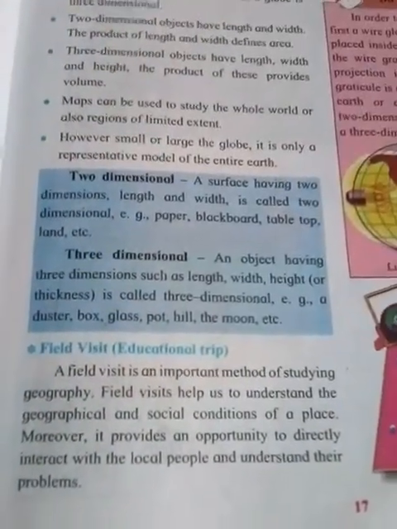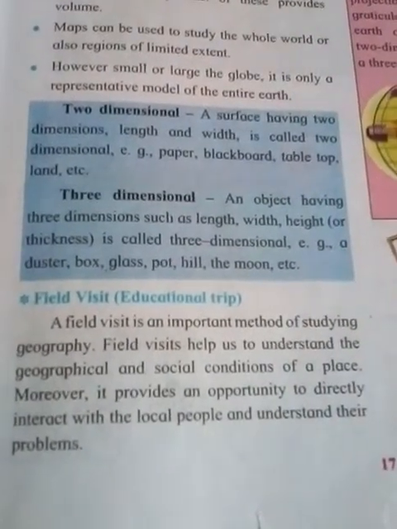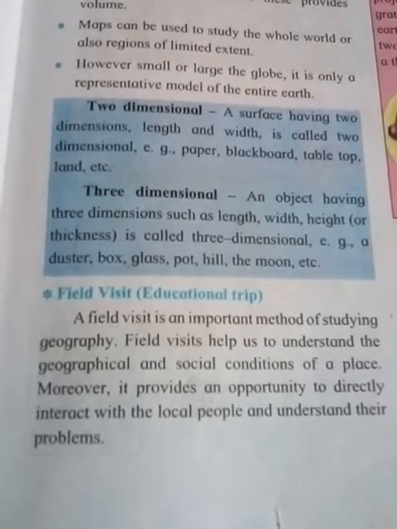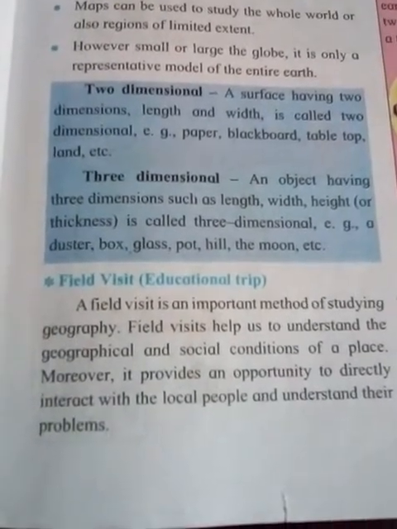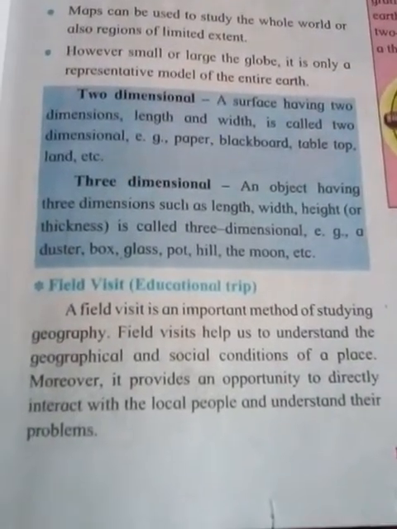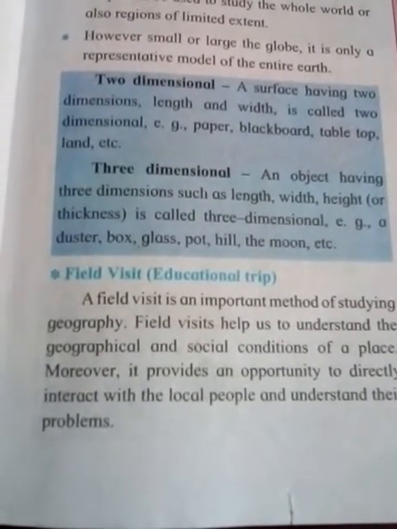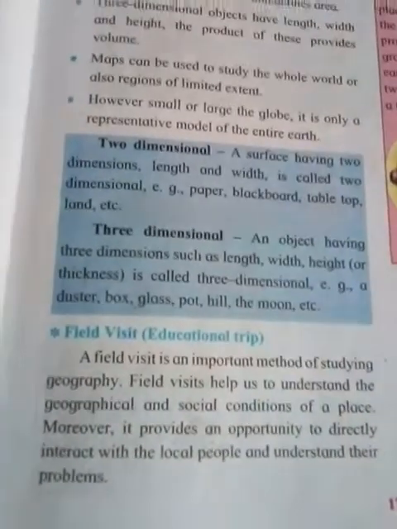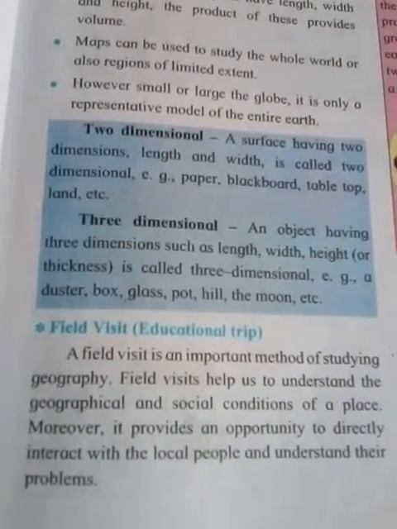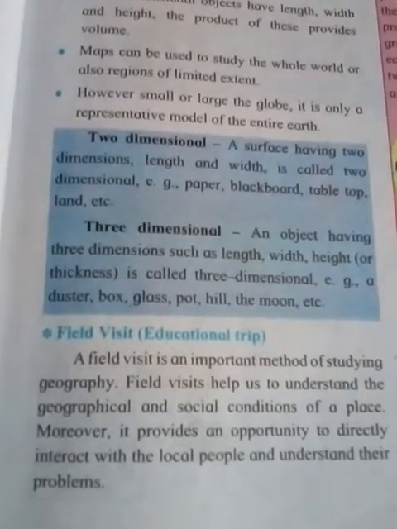That means the field visit is an important method. In geography, the field visit is an important method of studying any place. That means we actually go to this place and visit it. This field visit helps in understanding the geographical and social condition of a place. It provides the opportunity to directly interact with the local people and understand their problems.